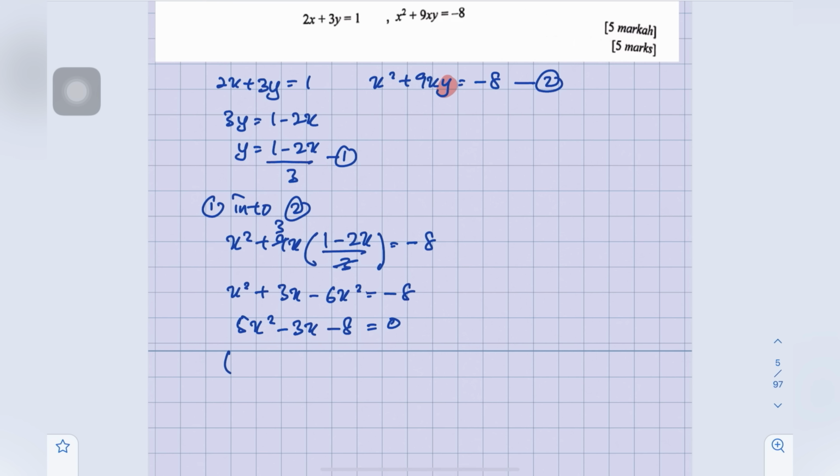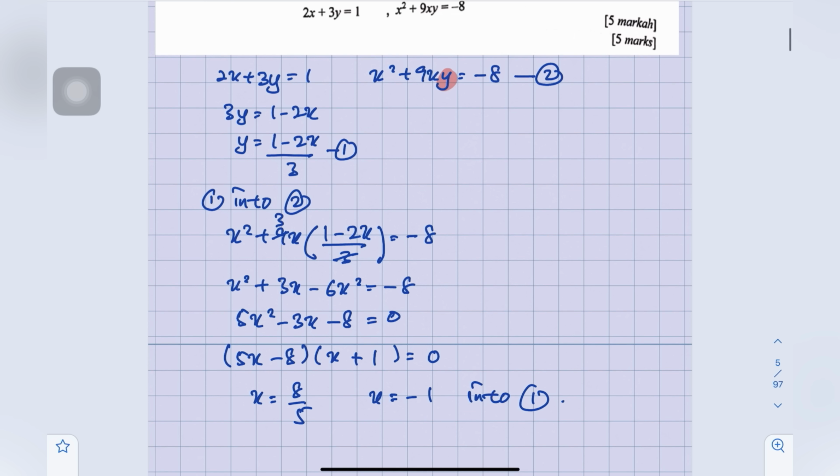Okay, so then we can solve this by using factorization, completing the square or the formula. This one can be factorized. So (5x minus 8)(x plus 1). Then we have two values of x, which are x equals 8 over 5 and x equals negative 1. So now we have two values of x. We need to substitute into equation 1 to find the values of y.